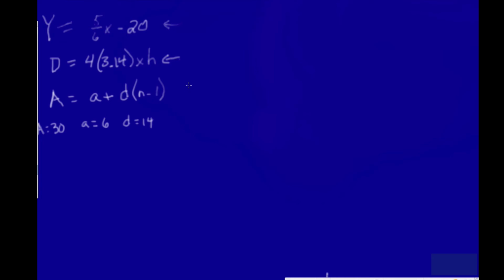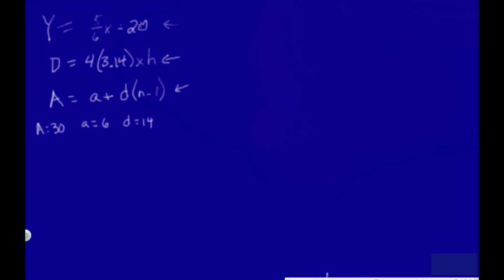Okay, and finally, we're going to go over this one where we have a equals a plus d times n minus 1. And since we're given values already, we'll rewrite the whole problem out, a plus d times n minus 1, and just substitute in the numbers that we have: 30 equals 6 plus 14 times n minus 1.